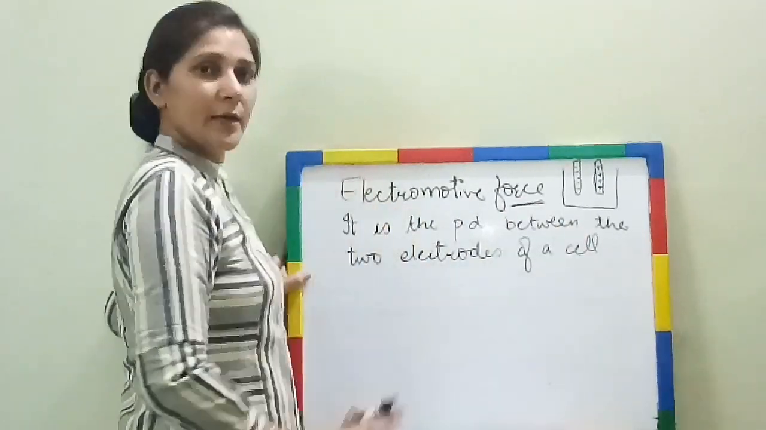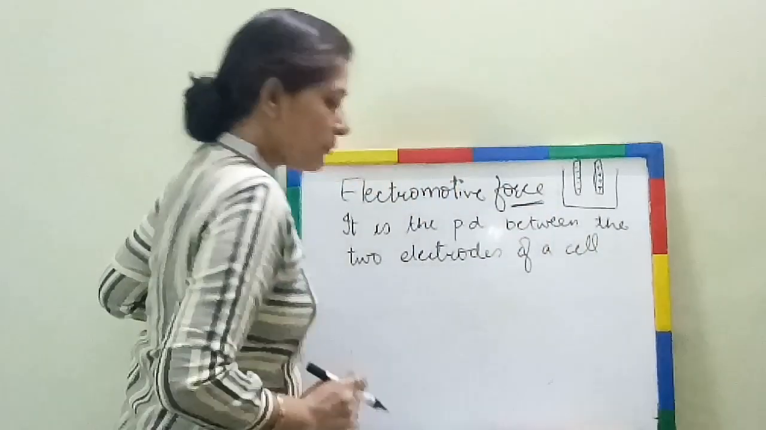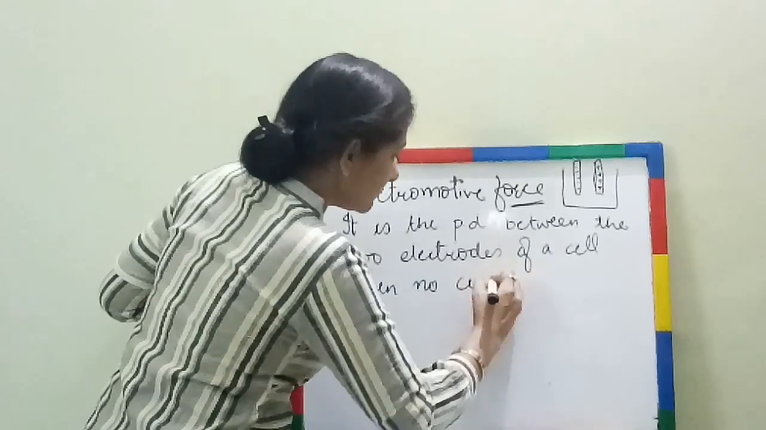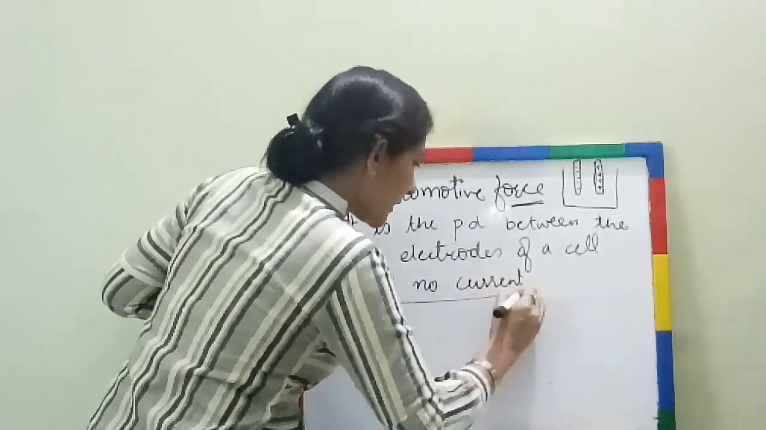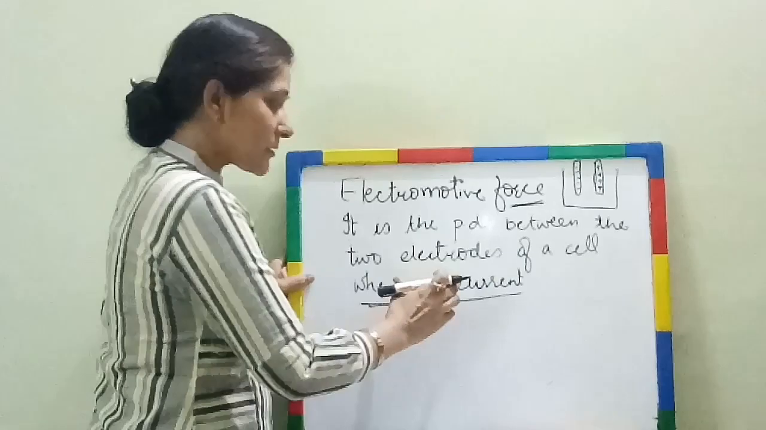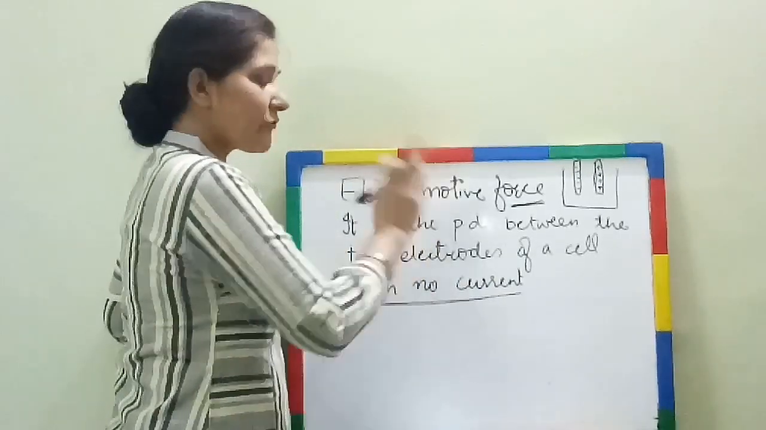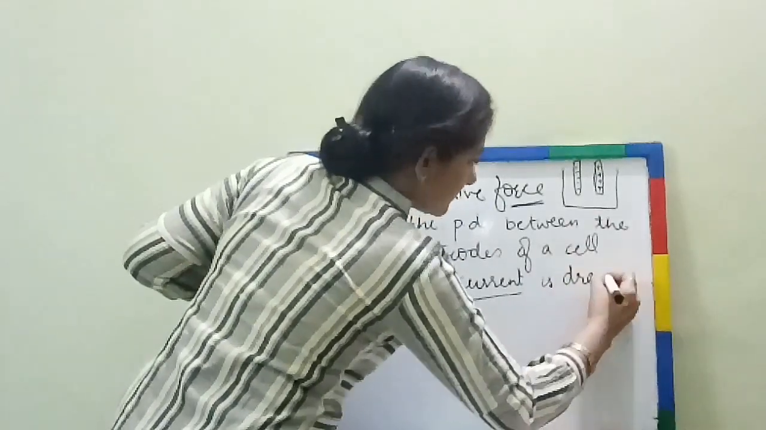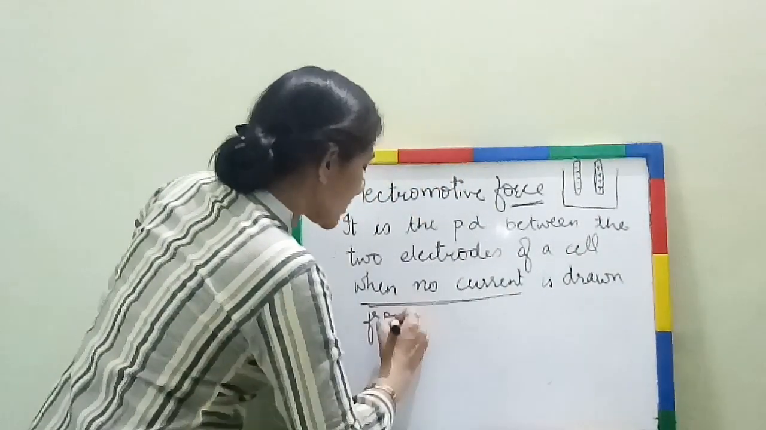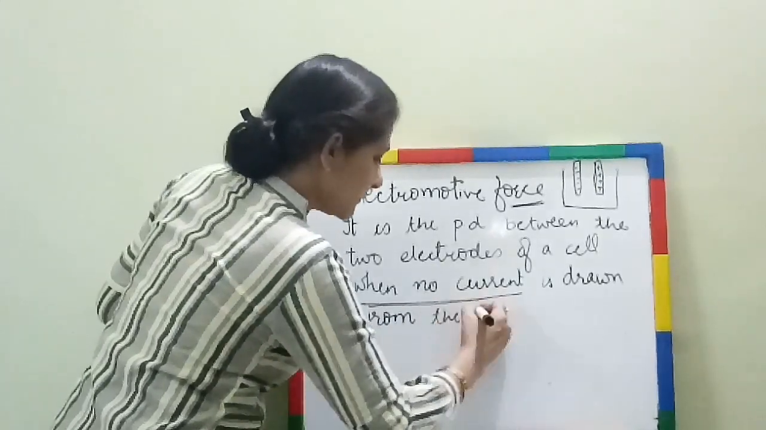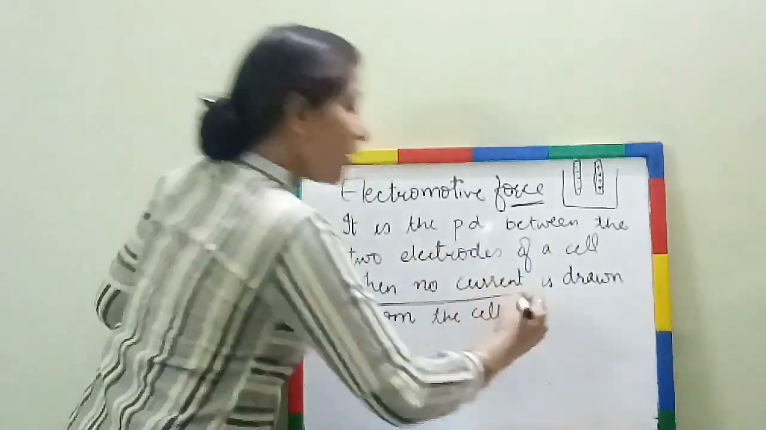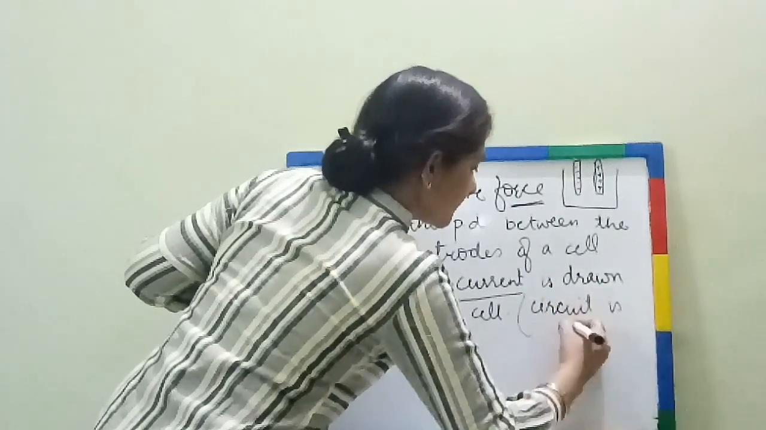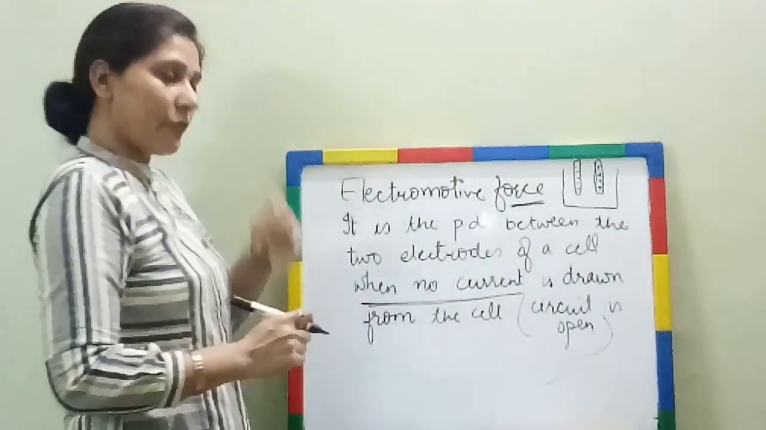But this is not the only definition. After this, you need to mention when no current is drawn, please underline this because this is a must condition. Without this, the definition is not correct. When no current is drawn from the cell, means when the cell is not in use, or we can say when the circuit is open. In that situation, current is not drawn from the cell.